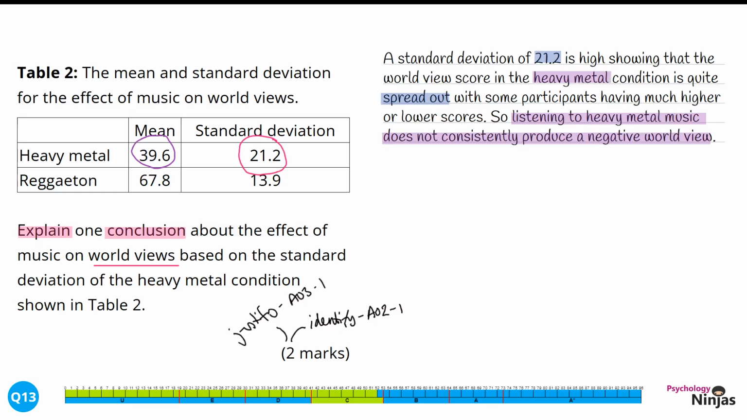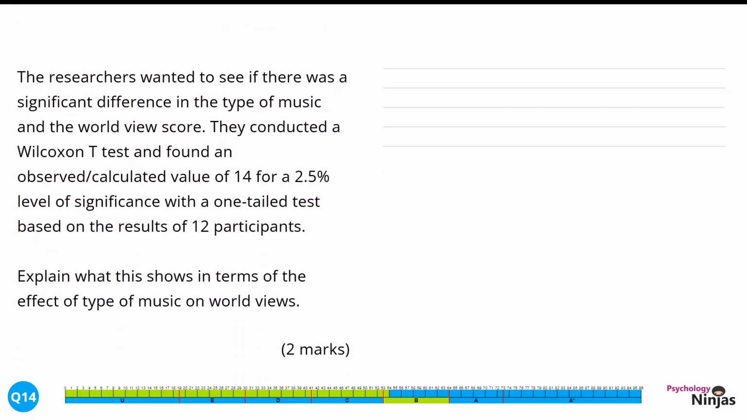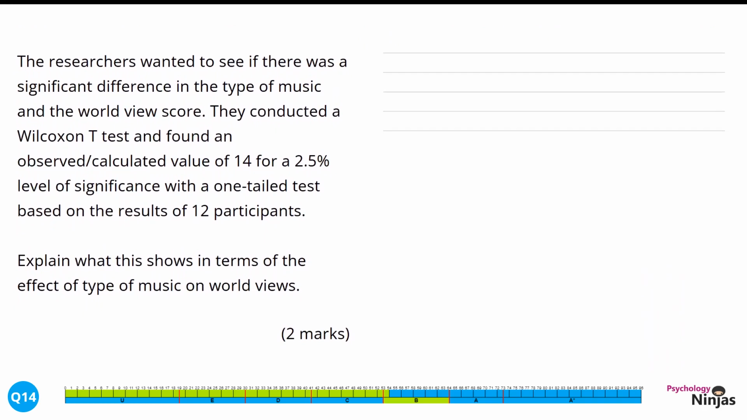The researchers wanted to see if there was a significant difference in the type of music and the worldview score. They conducted a Wilcoxon t-test and found an observed or calculated value of 14 for a 2.5% level of significance, with a one-tailed test based on the results of 12 participants. Explain what this shows in terms of the effect of type of music on worldviews. 2 marks. This is an explain question, which requires us to give some detail and extension to our response. In this question, we want to know what it shows, and this is some assumed psychological knowledge.